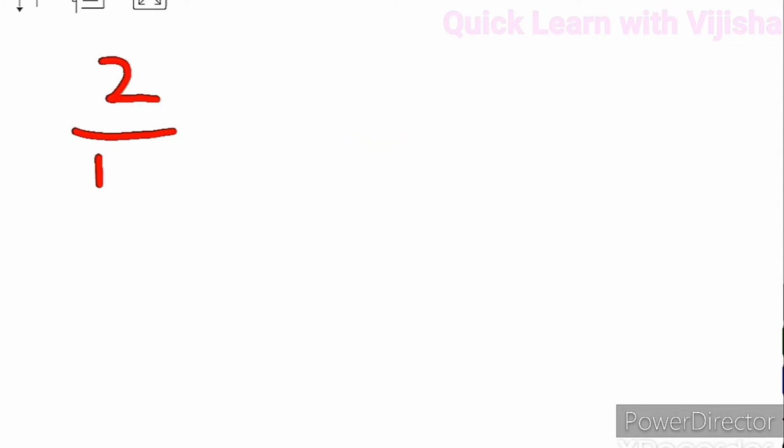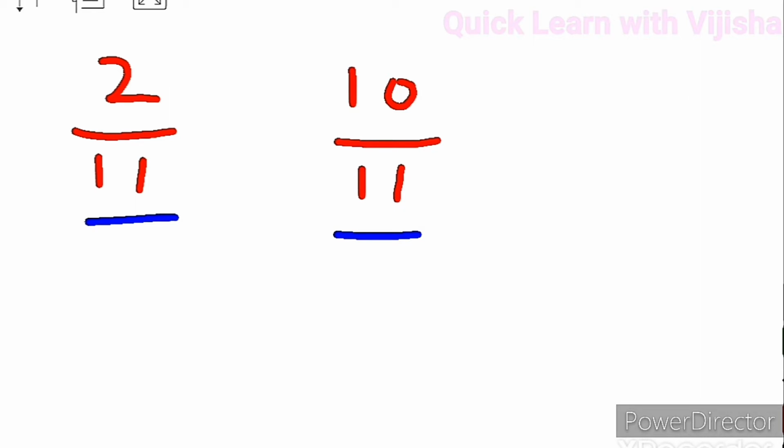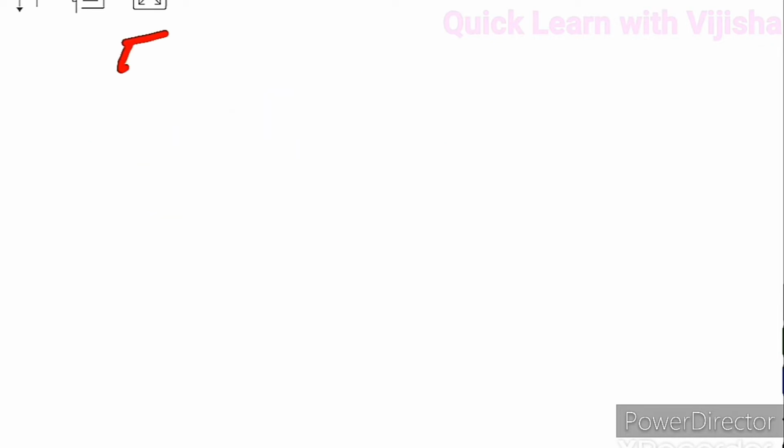2 upon 11 and 10 upon 11. First we need to check the denominators. They are same. So which is the greater number, 2 or 10? 10 is greater. So you have to open the sign at 10. Understanding, children? We'll see the fourth question.